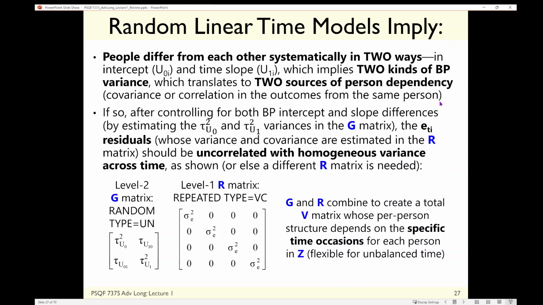So random linear time models imply 2 different kinds of person dependency, 2 different reasons for the correlation of occasions from the same person. The random intercept part introduces a constant dependency. The random time slope part introduces a non-constant person dependency. So now we would have a G matrix that is 2 by 2, with intercept and slope variances and a covariance as well. Our R matrix is still diagonal, or independent, a testable assumption as well, but we're saying that the only reason that the outcomes were correlated is over here in G, such that the E's are independent, just like they are in standard regression.